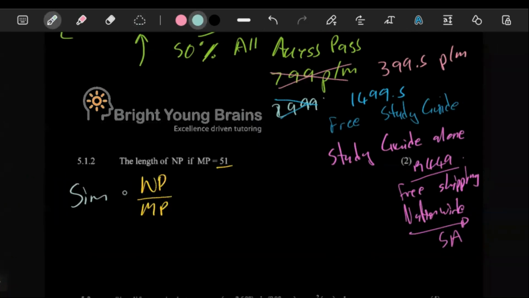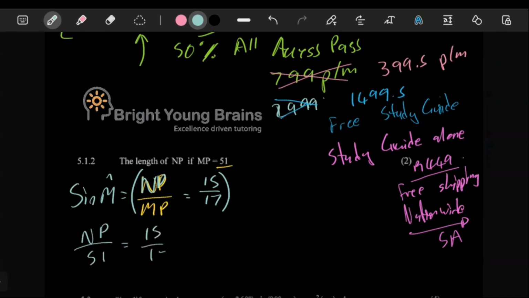Settle down. We have to remember that they've given us this in its simplest form, which is 15 over 17. So because we know this, you just have to think that NP over MP is just a ratio. Just take it as a ratio. They said, what if MP is 51? So you're going to have NP over 51, and this is just 15 over 17, because this is equal to this, and it is equal to that.